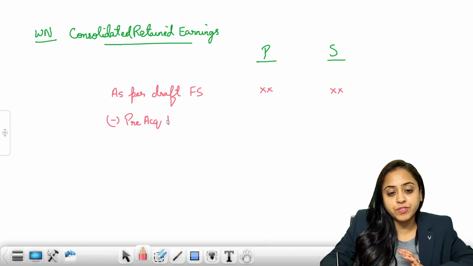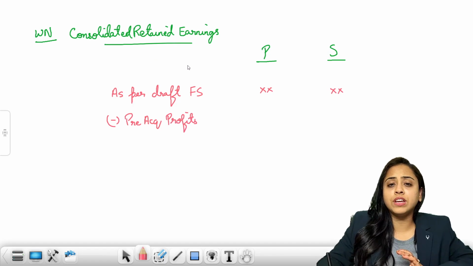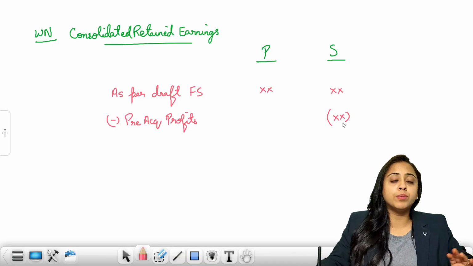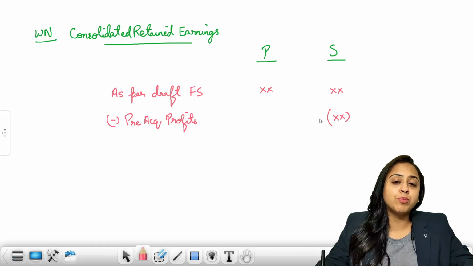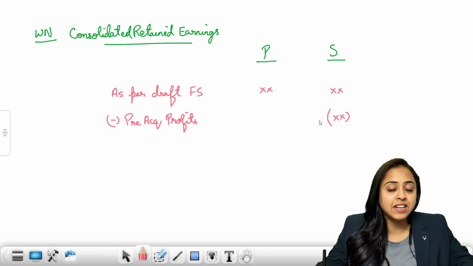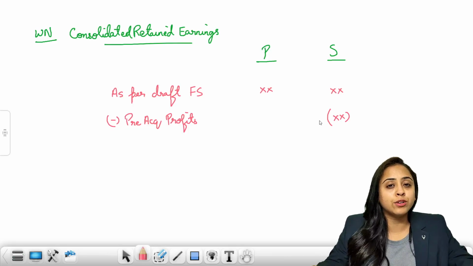You'll remove pre-acquisition profits first. Any retained earning related to the pre-period will be removed because we only work with the post-period. Why? Because during the post-period, parent has control over subsidiary. So parent is entitled to the share of profit only related to the post-period.